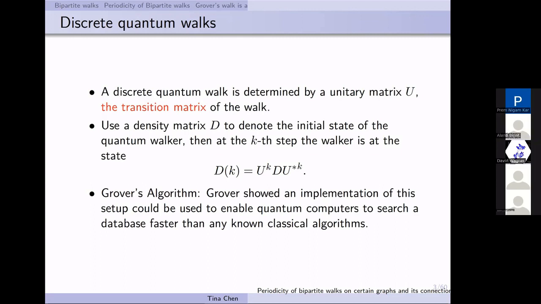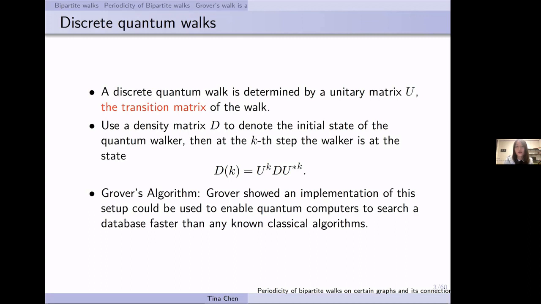And for the purpose of today's talk, all you need to know about discrete quantum walk is that a discrete quantum walk is determined by a unitary matrix U, which we call the transition matrix of the walk. And usually we will use a density matrix to denote the initial state of the quantum system. A density matrix is just a positive semi-definite matrix with trace one. If you start at this state D, then after k steps, you'll be at the state D of k. It'll be like this.